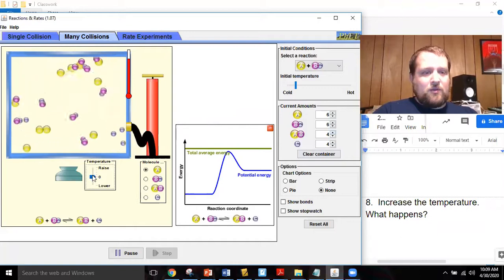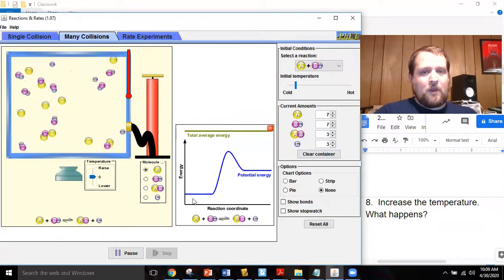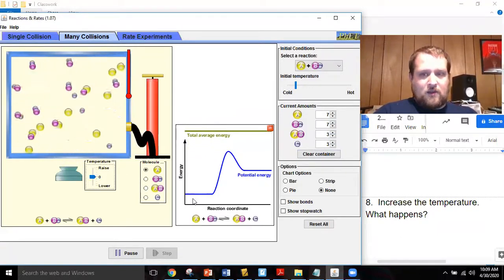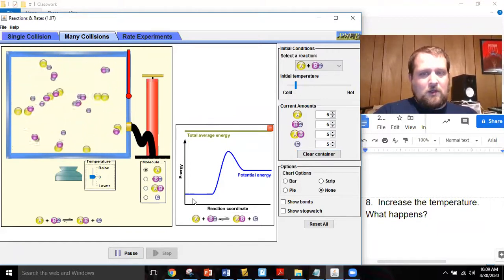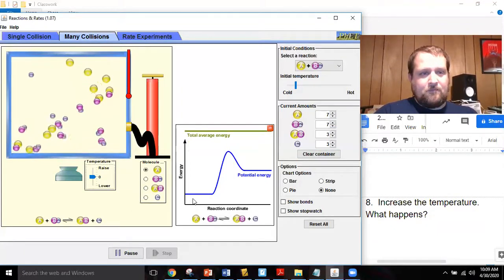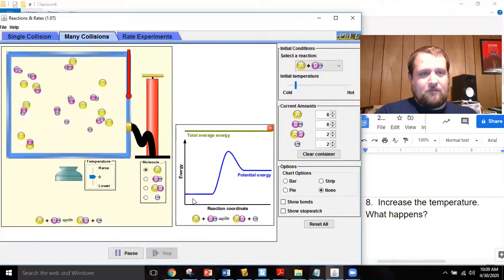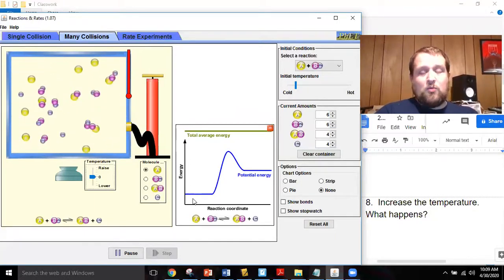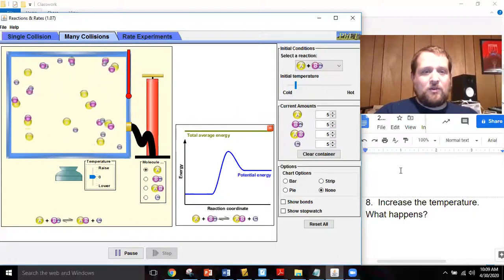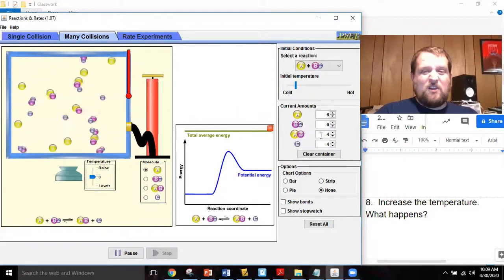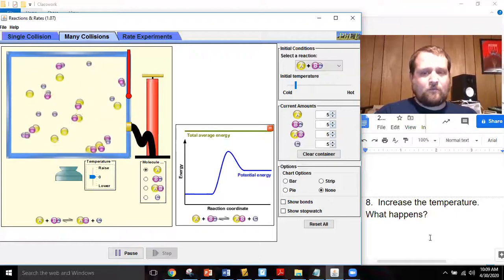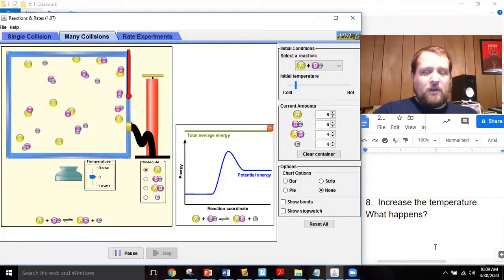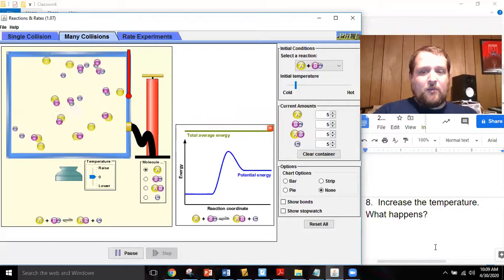So I'm going to raise the temperature up just a little bit more. Are we getting chemical reactions now? How does the number of reactions compare to before when it was a low temperature? And I'm watching these numbers over here. Okay, on to number 9.